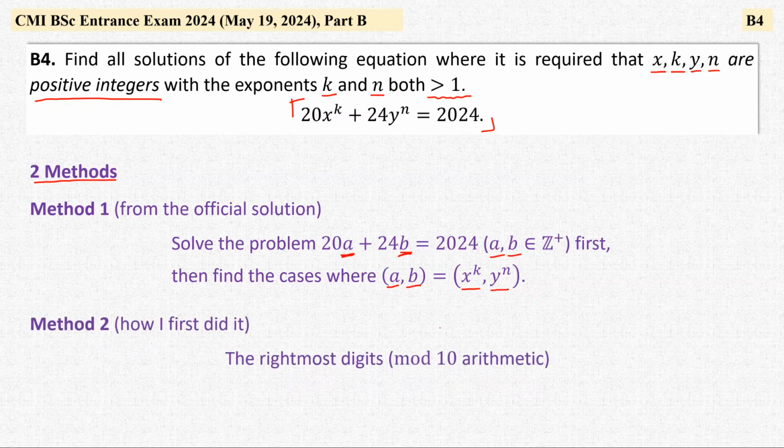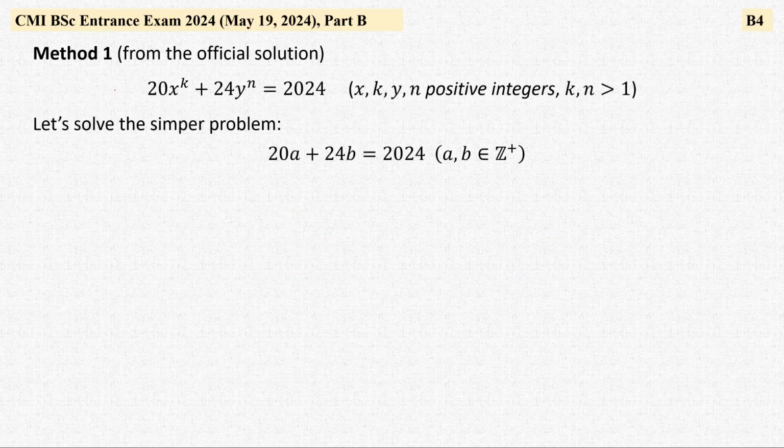The second method is how I initially solved this problem. When solving equations with integer solutions, you can often narrow down cases by considering the possible rightmost digits, or ones digits, of a variable. This is a really special case of modular arithmetic with mod 10. Let's start with the first method.